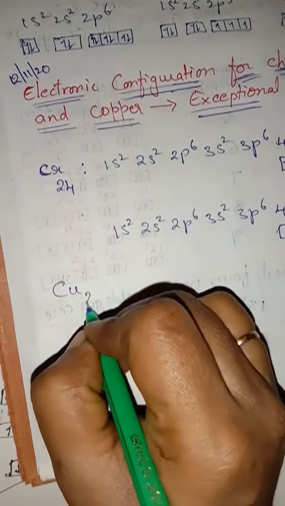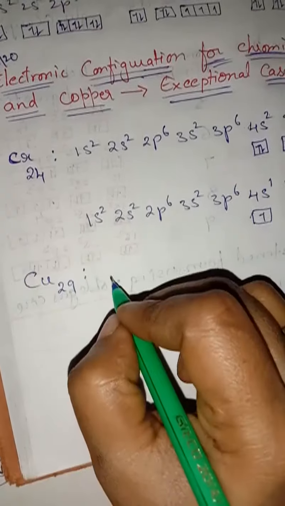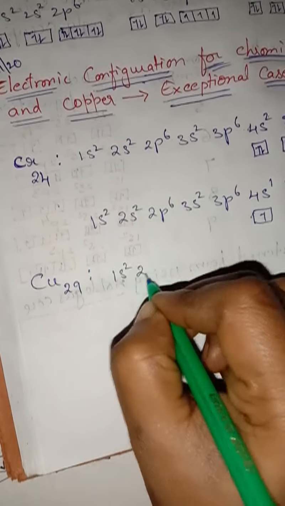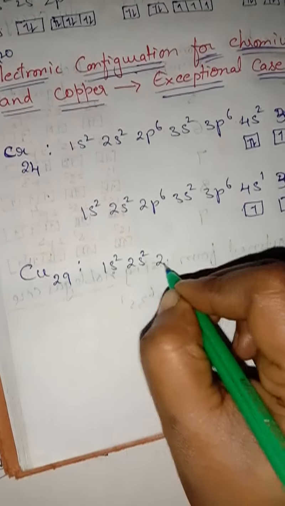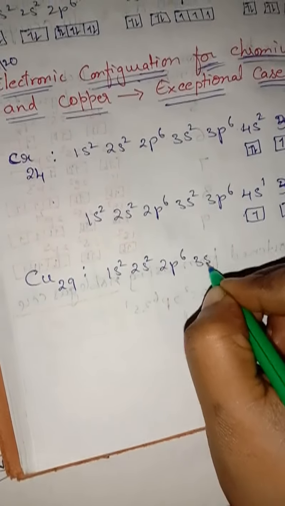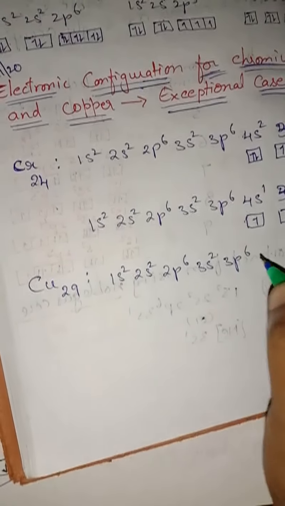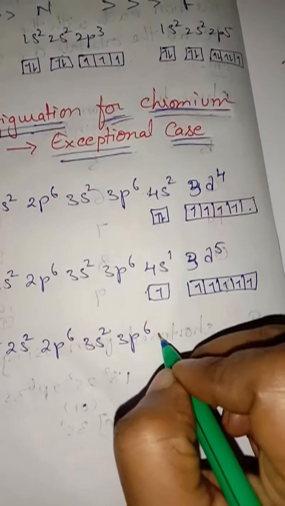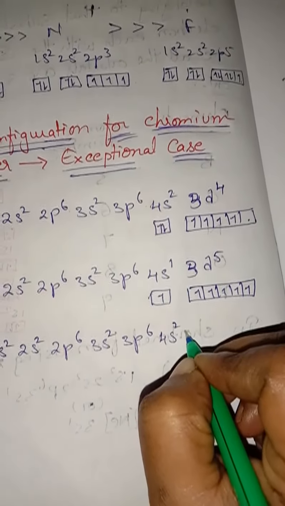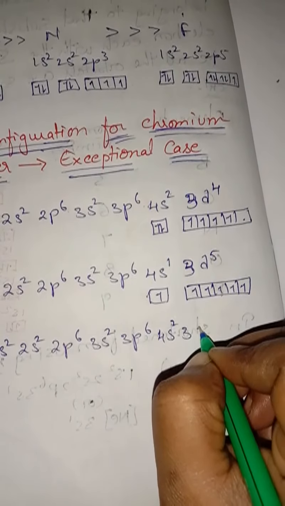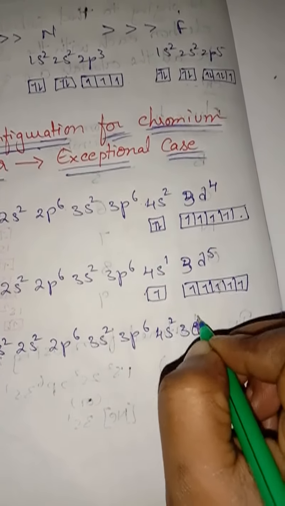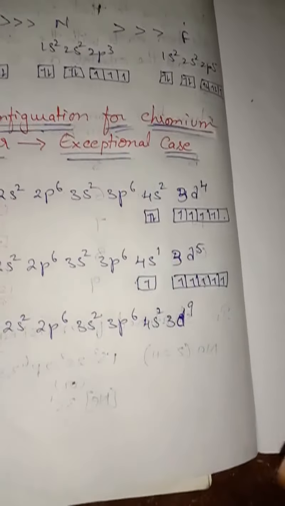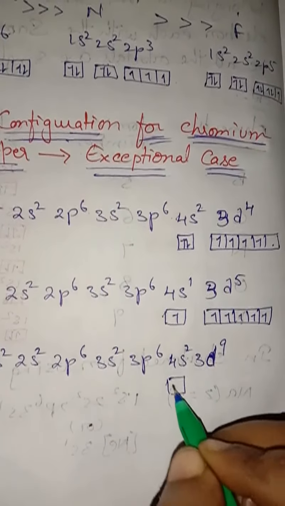Copper's atomic number is 29. So the electronic configuration is 1s2, 2s2, 2p6, 3s2, 3p6, 4s2 and 3d9. So here we are going to see the arrangement of electrons.